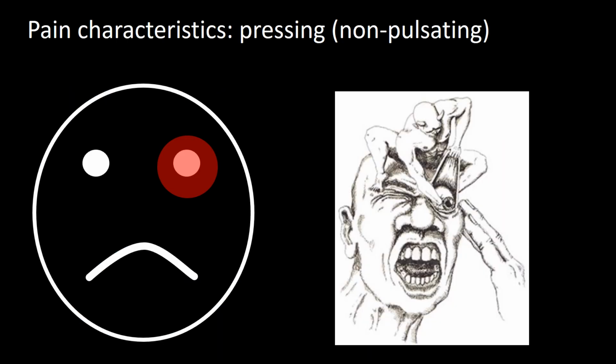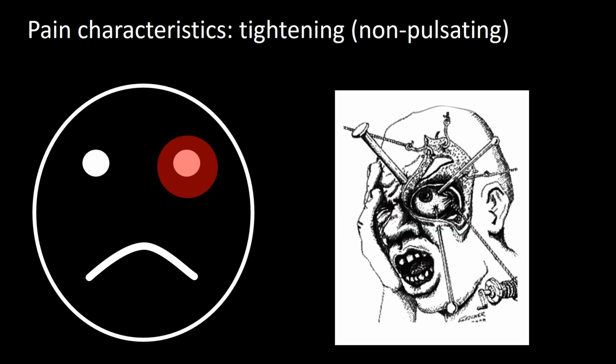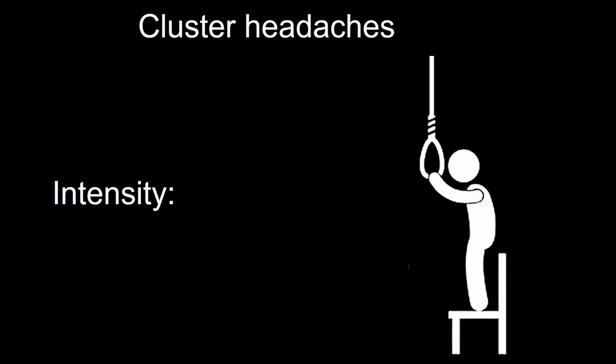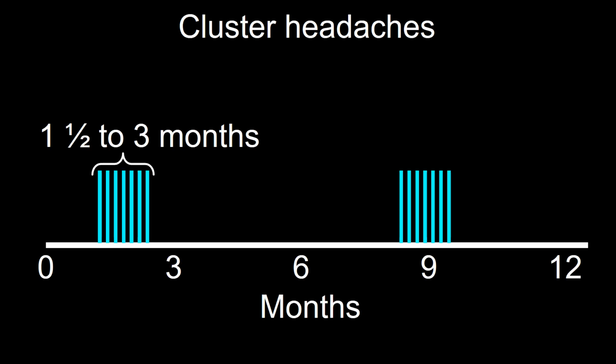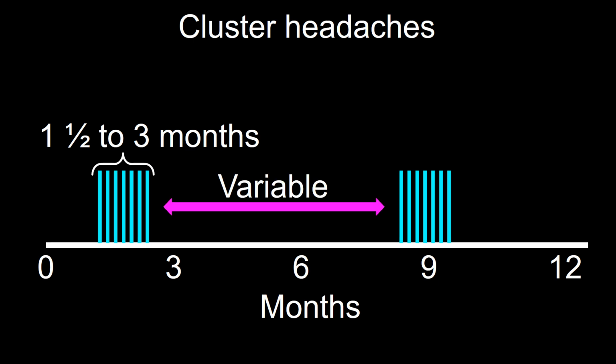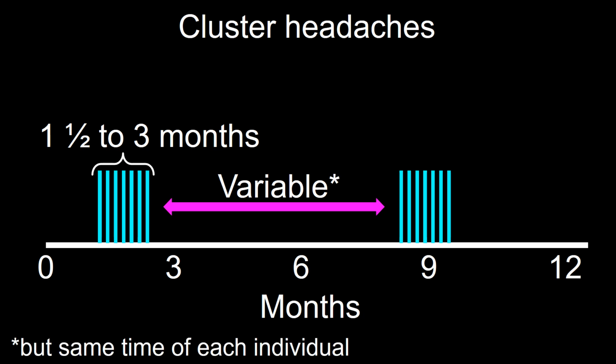Headaches are very localized to the periorbital region. The pain is described as pressing or tightening of the eyeball. The pain is not pulsating. The pain is very intense, described as suicidal-like. The headaches occur in clusters, which may last from 1.5 to 3 months. The interval between the clusters varies, but it's usually about 3 months. Yet, in each individual, the interval between clusters tends to be fixed.